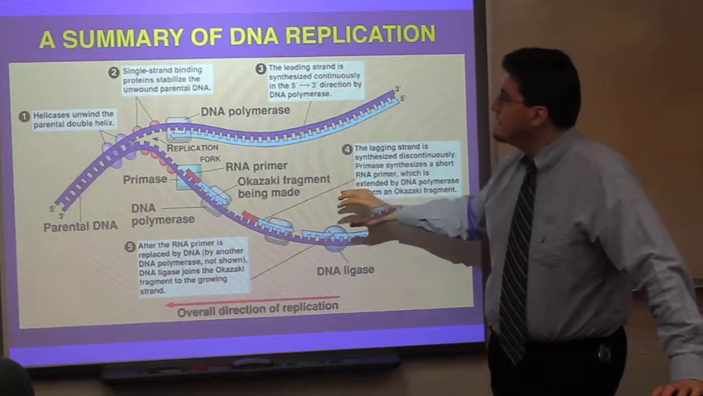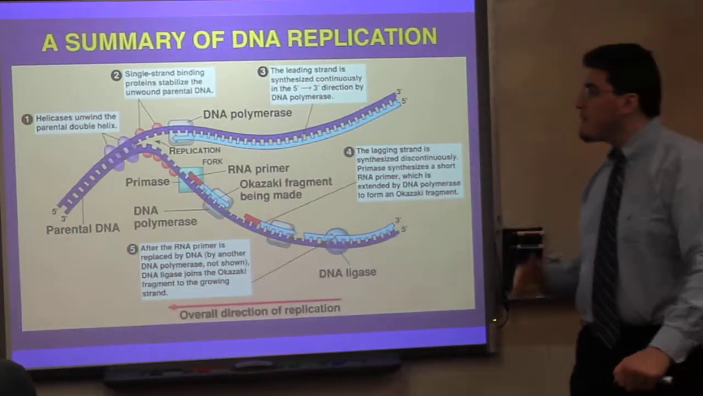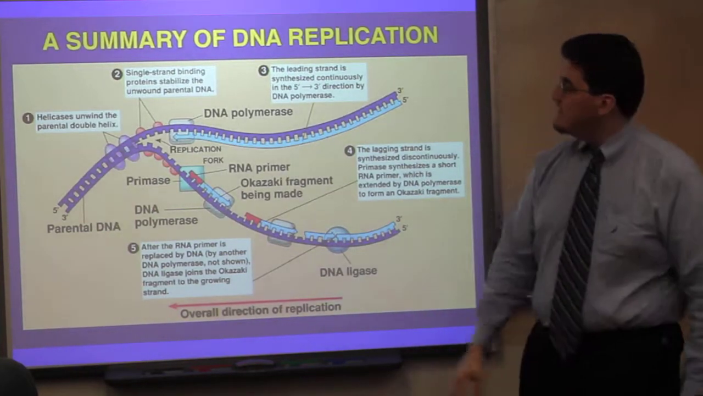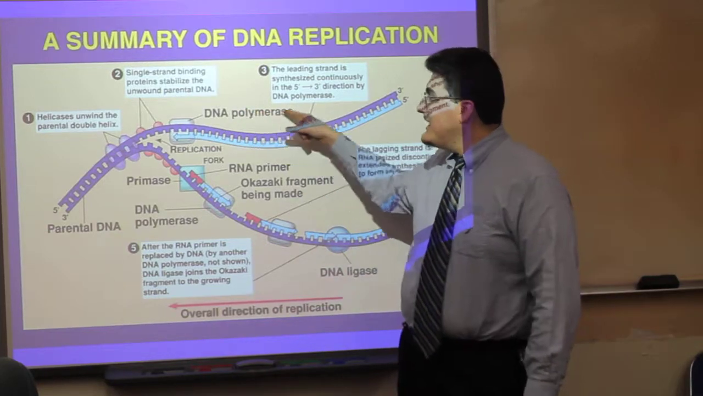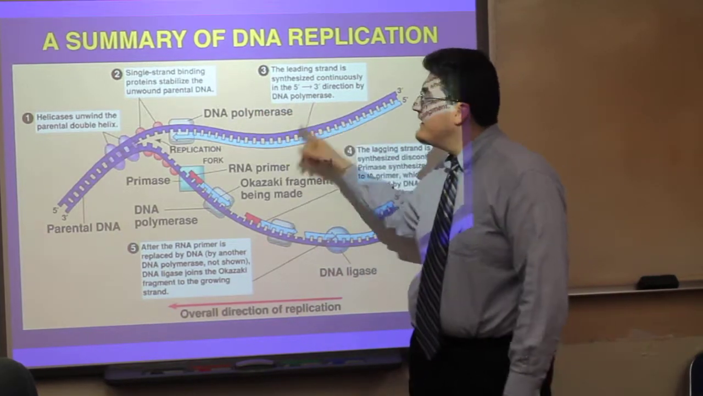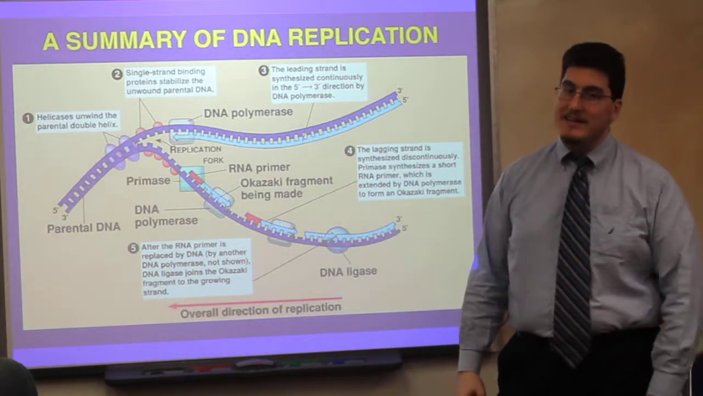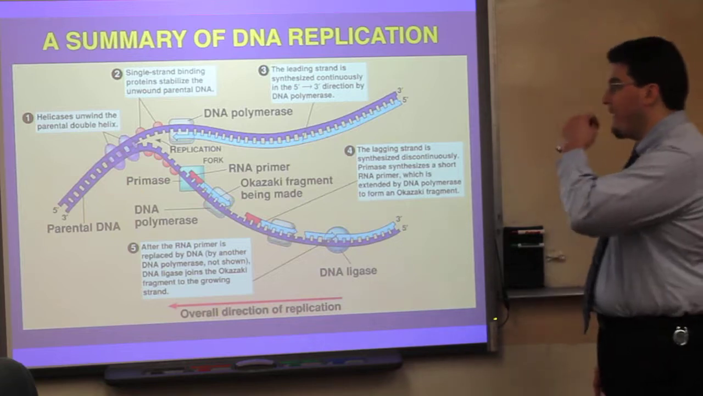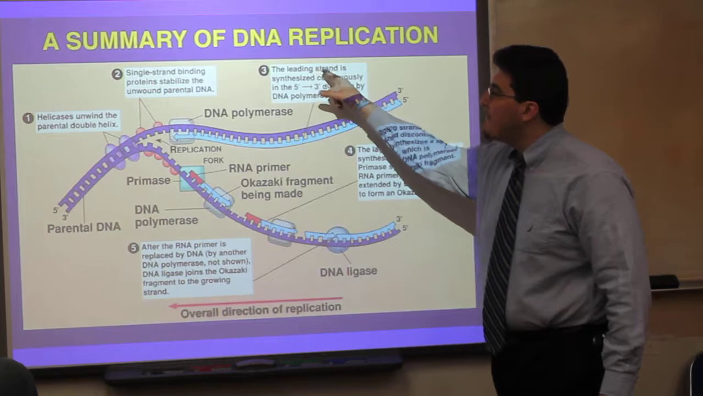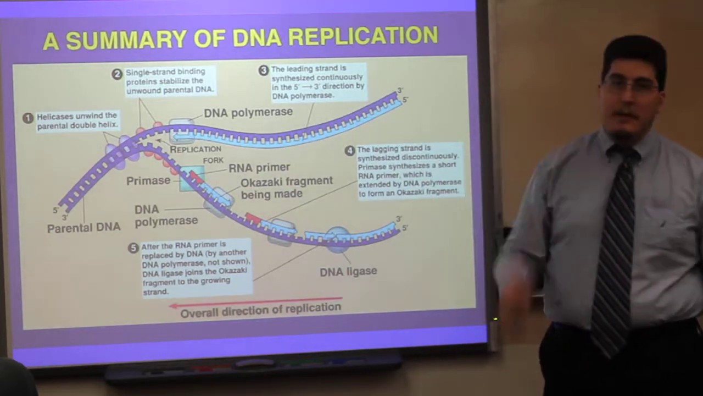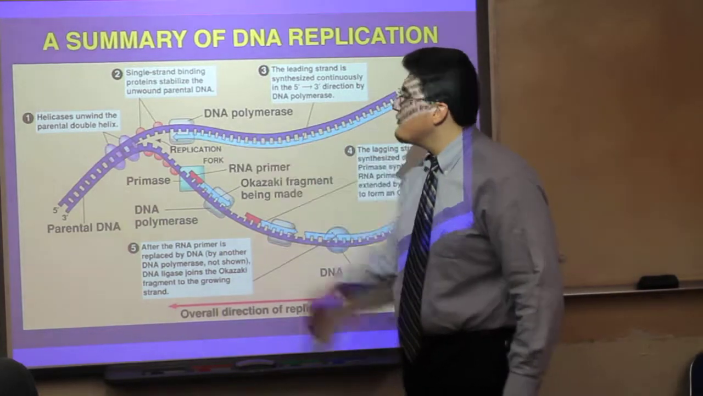The easy part is the leading strand will be synthesized continuously in the 5' to 3' direction by DNA polymerase. DNA polymerase, DNA polymer ACE, it makes a DNA polymer. It's an enzyme, ASE, that makes a DNA polymer. It's named after what it does. Aren't scientists lazy? Alright, so it makes a DNA polymer. So it synthesizes that in the 5' to 3' direction, just as I promised you. So it synthesizes in the 5' to 3' direction.